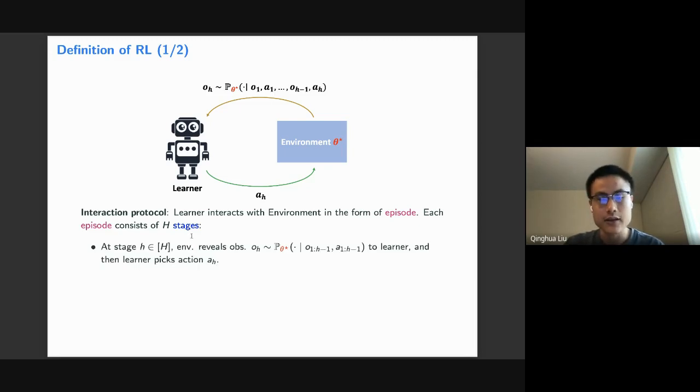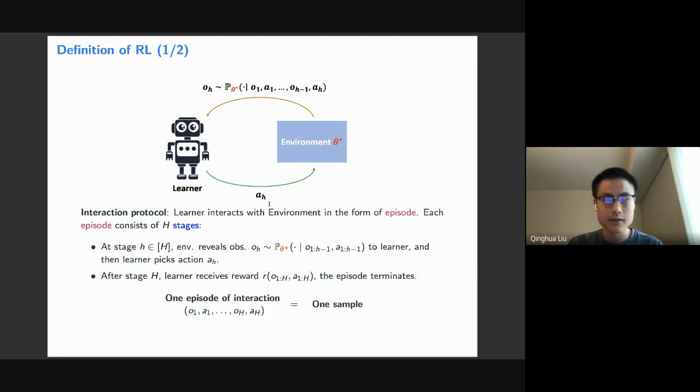At each stage, small h, the environment first samples an observation, o_h, from the conditional distribution P theta star, conditioning on all the observations and actions that have been seen in the current episode. Then the learner observes this observation, o_h, and takes action, a_h. We repeat this process for capital H stages, and after that, the learner receives a reward, R, which is a function of all the observations and actions seen in this episode. Then this episode terminates. We call one such episode of interaction one sample. In short, one sample consists of capital H pairs of observation and action.